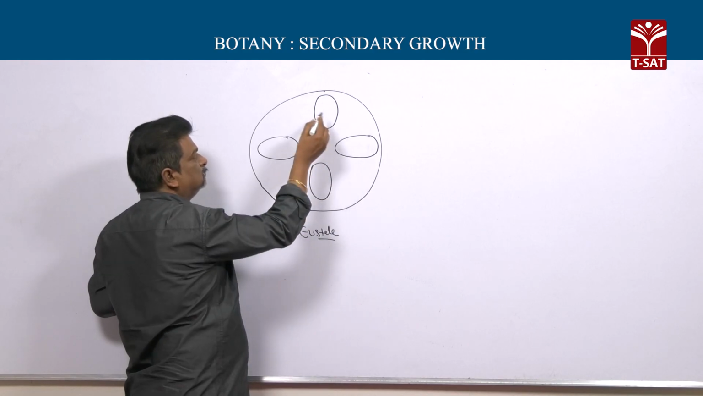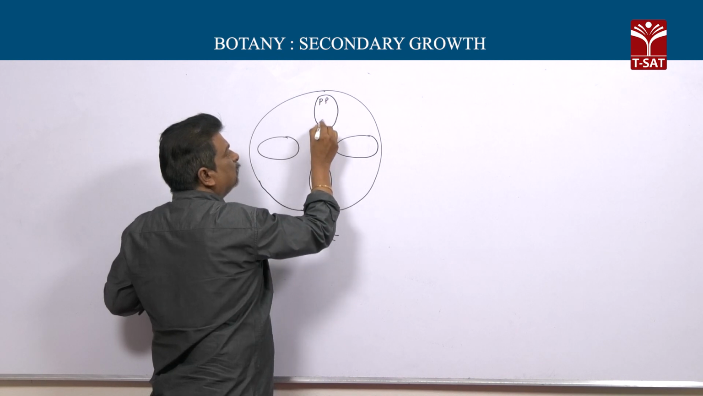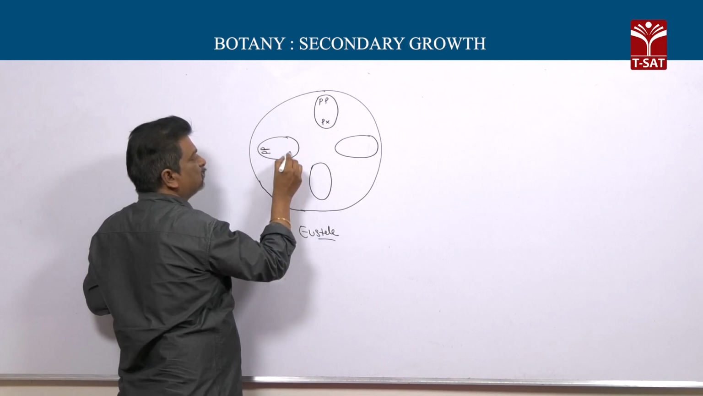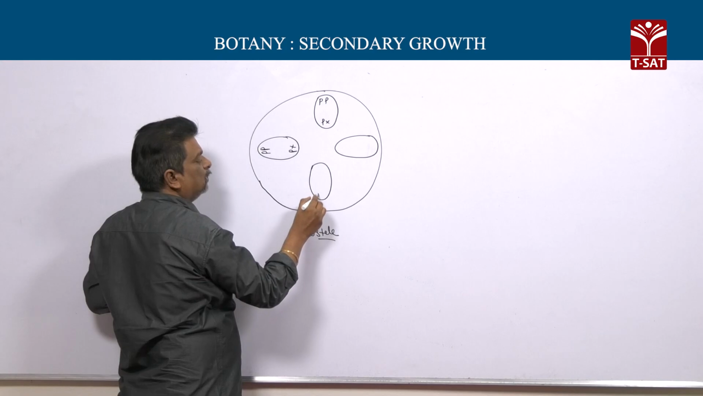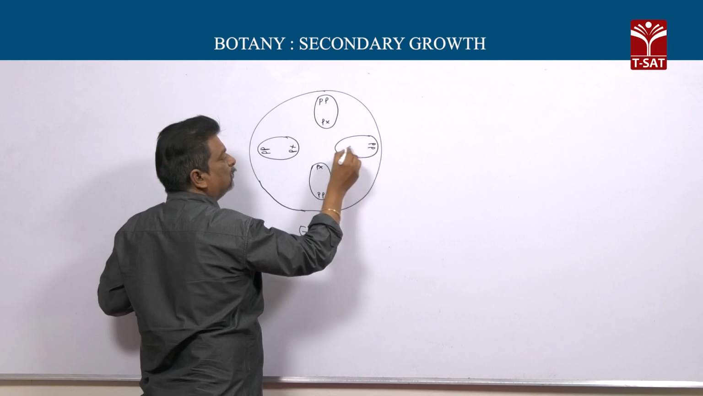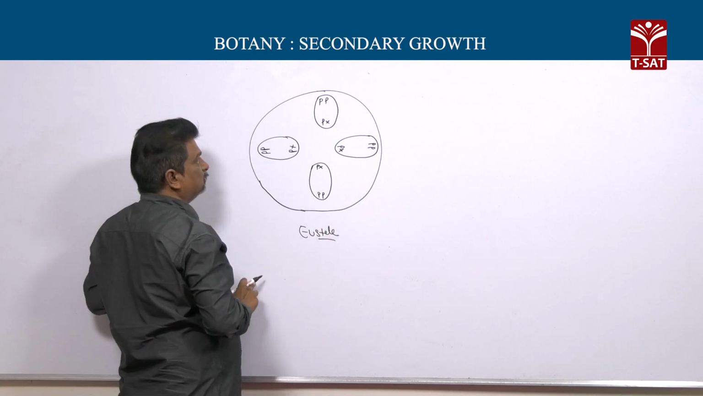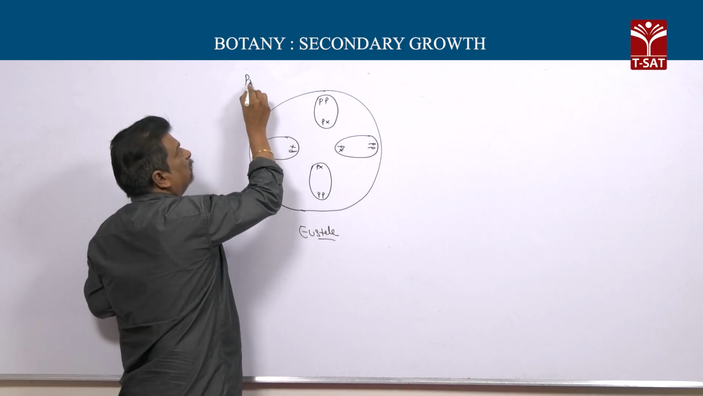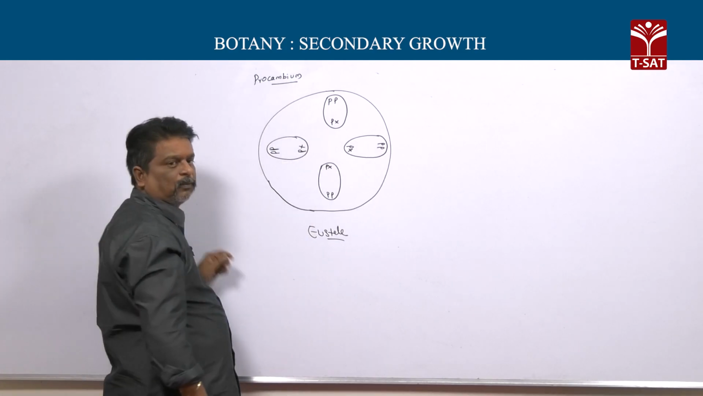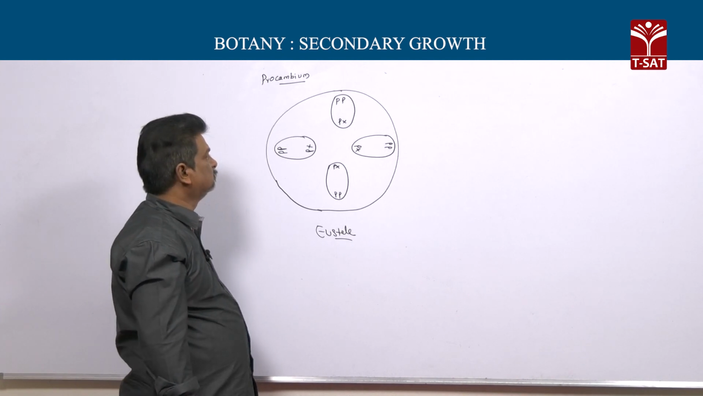Then in each vascular bundle, first, primary vascular tissues. These primary vascular tissues mean primary phloem and primary xylem. These primary vascular tissues are produced from procambium.